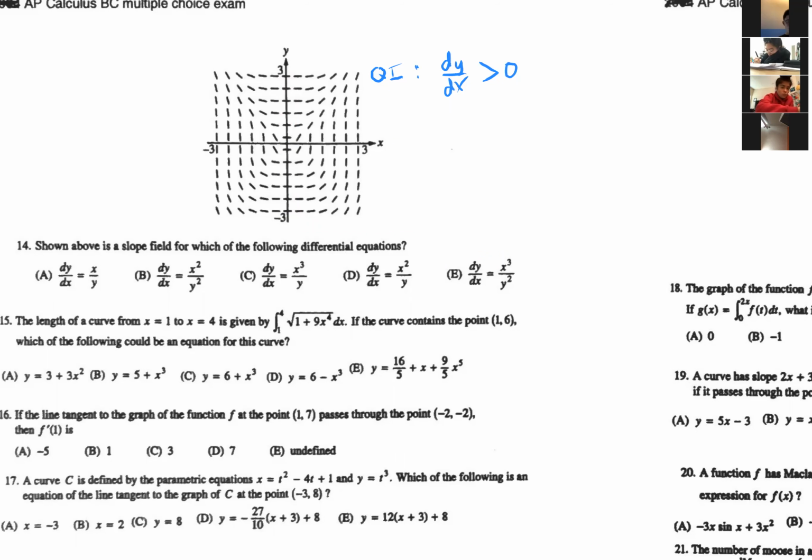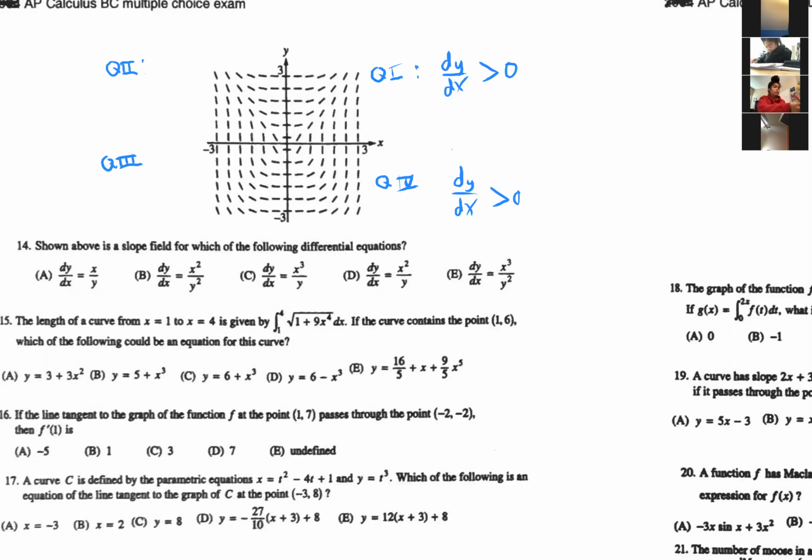Quadrant 2, actually this is quadrant 4 down here, so maybe I'll just do quadrant 4. Also everything is positive, because in quadrant 1 and quadrant 4, all of the hash marks are increasing from left to right. So quadrant 2 and quadrant 3, it looks like everything is decreasing.